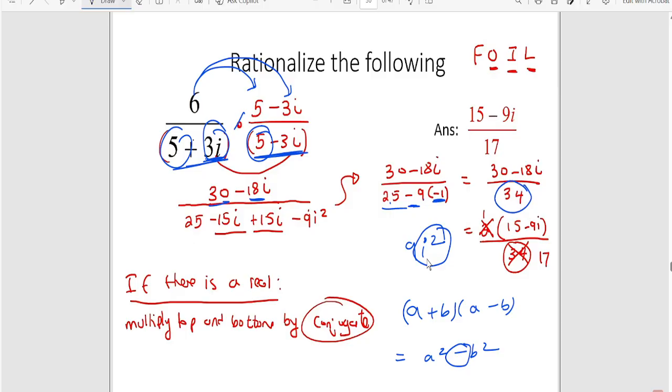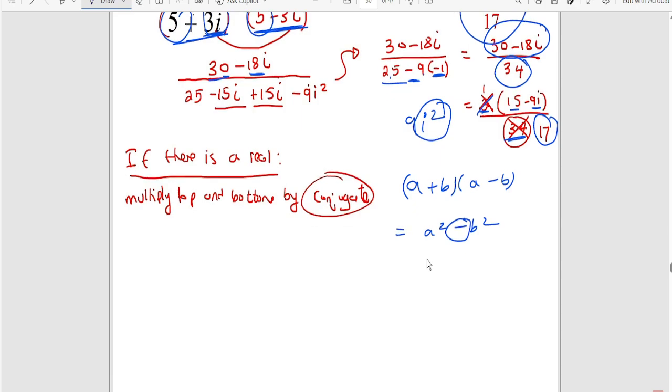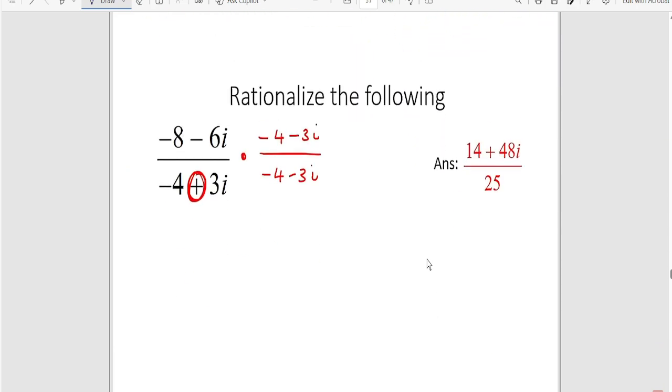So basically, if you see in this one, I can take 2 common. From 30 minus 18i, if I take 2 common, I will get 15 minus 9i. Now if I divide this 34 by 2, I get 17 here. So my answer is (15 minus 9i) over 17, right?